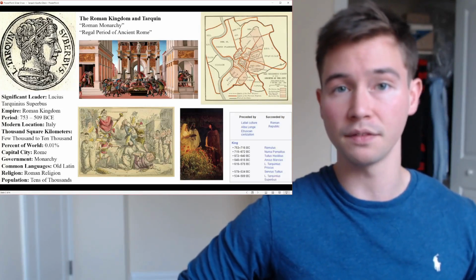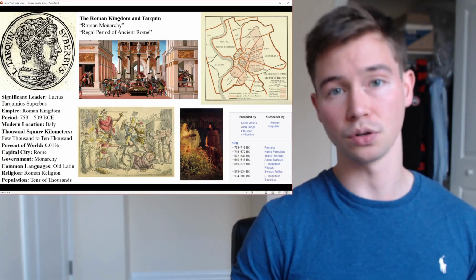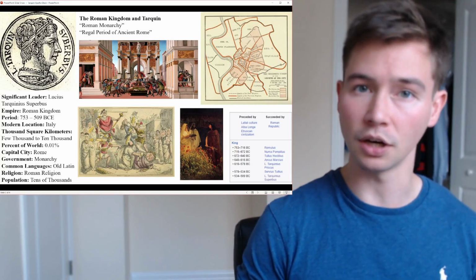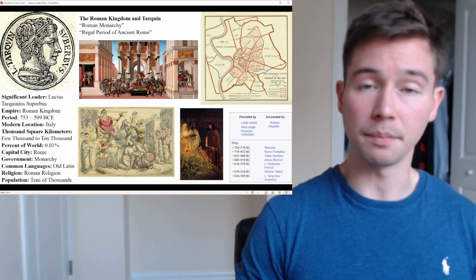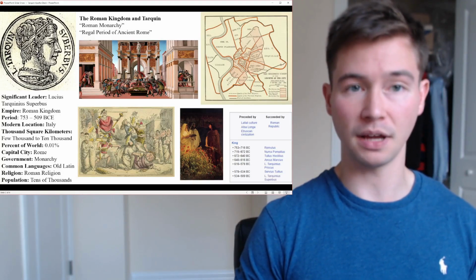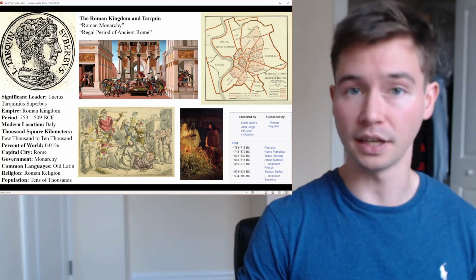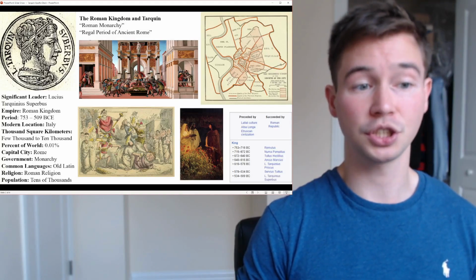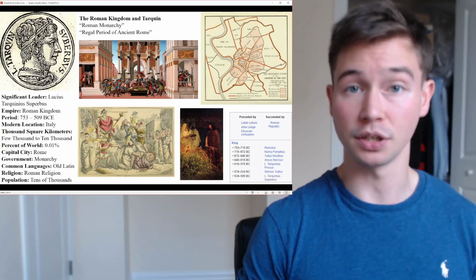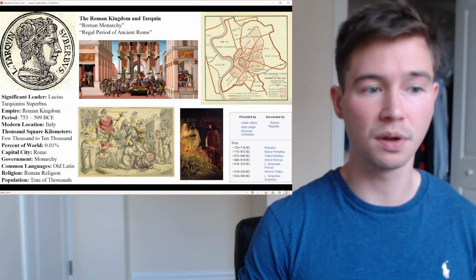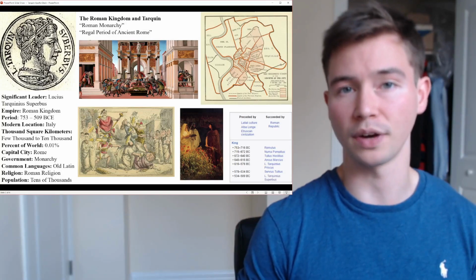So much smaller than many of the other empires we've seen, but this small kingdom came to be the leading world superpower. So we have to delve into why this might have been. Percent of the world, 0.01, but it's much less than that even. Capital city, Rome, as one might guess. Government, monarchy. However, some leaders, such as Tarquinius Superbus, did not get the throne hereditarily. Common language, Old Latin. Religion, Roman polytheism, established in large part by Numa Pompilius, the second king of Rome, and population likely tens of thousands, maybe hundreds of thousands, based off agricultural records and such.